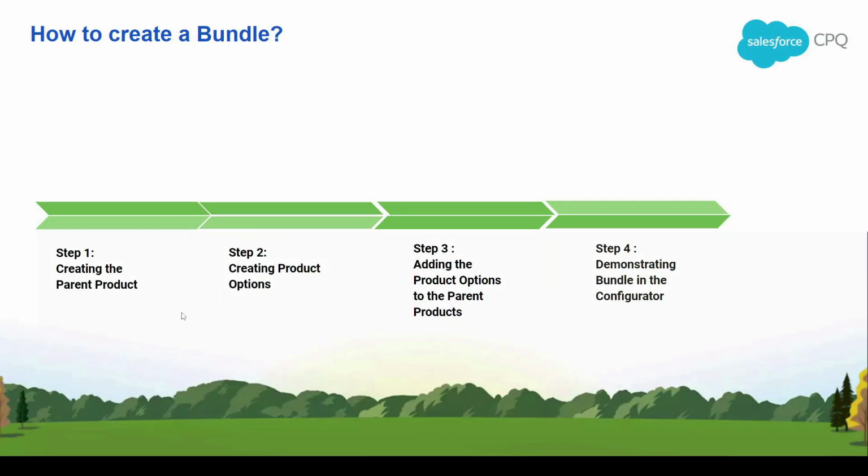First, we create the parent product, the Smartphone O1. Then we create the options, the Smartphone Screen Protector and Smartphone Case. And then we add the options to the parent product. And finally, we will demonstrate this bundle in the configurator to see what it looks like for the sales reps. So first we create our parent product.